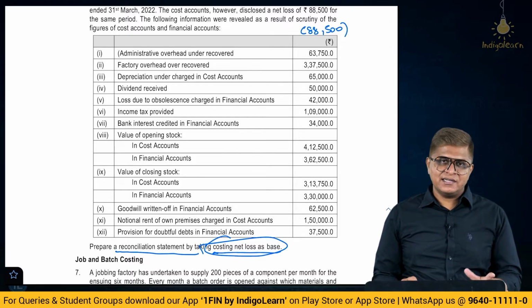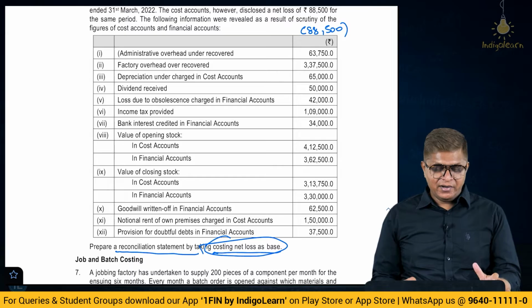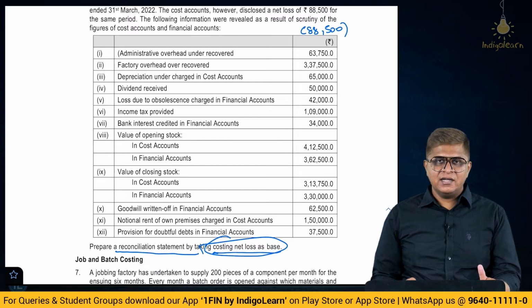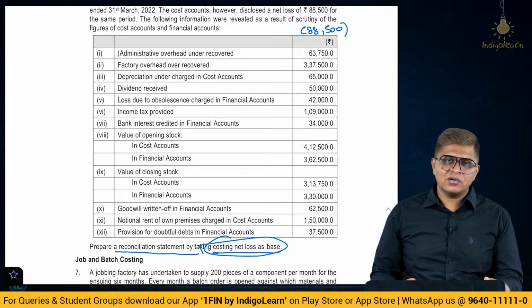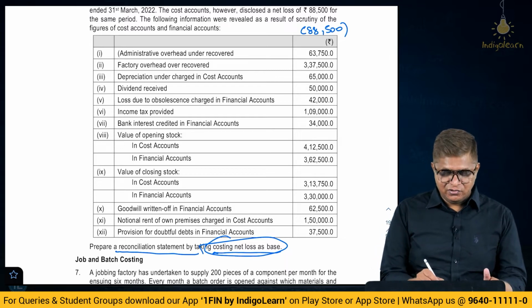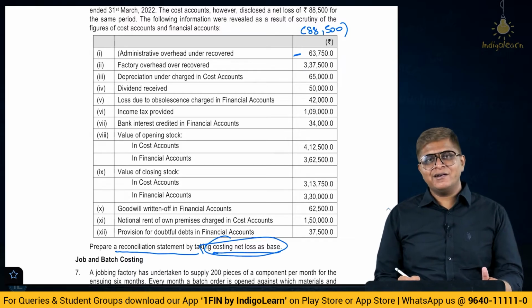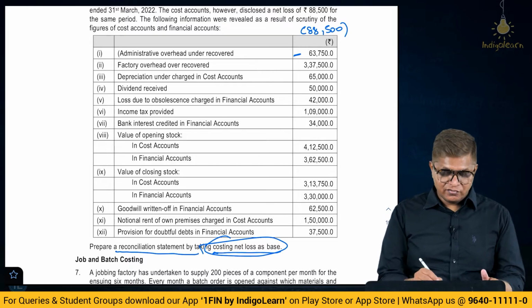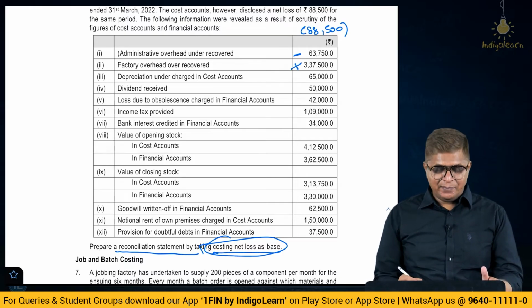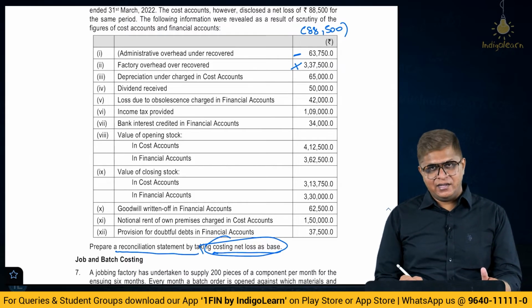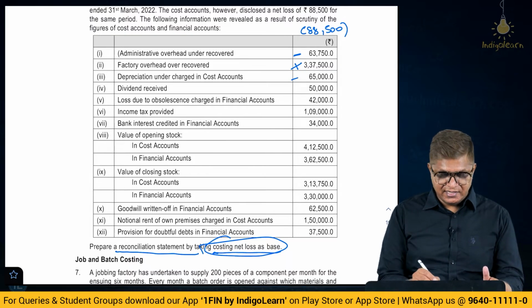So let's take up line item by line item. Administrative overhead under recovered. So we have not recovered. Now we will have to recover. So this will further add to our loss. So this will be an item of deduction. Factory overhead over recovered. We have recovered extra in the costing accounts. So we need to add back. Depreciation undercharged. Again now we need to charge. So this will be minus item.